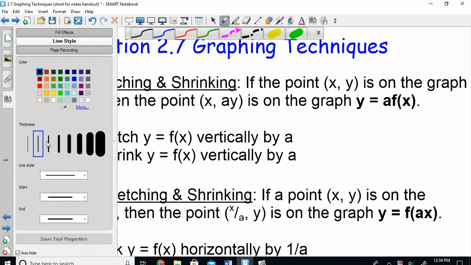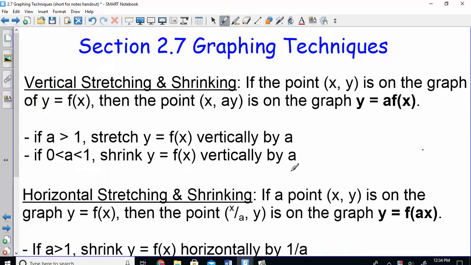Functions that we've seen so far. So the first thing I have on here, horizontal and vertical stretching and shrinking.